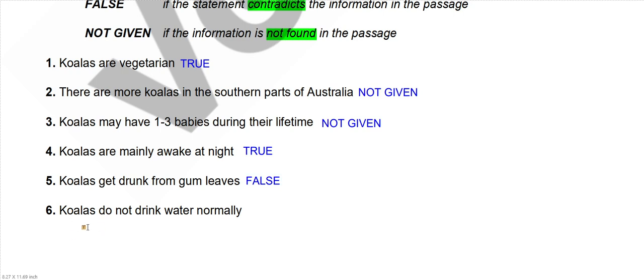Last question. Koalas do not drink water normally. Normally means often, usually, meaning koalas usually do not drink water. They only drink water sometimes, rarely, or during certain conditions. If that is the case, we'll say true. But if they drink water regularly, or if they cannot live without water for too long, we will say false. And if there is no mention of their drinking habit or how they keep themselves hydrated, we will say information is not given.